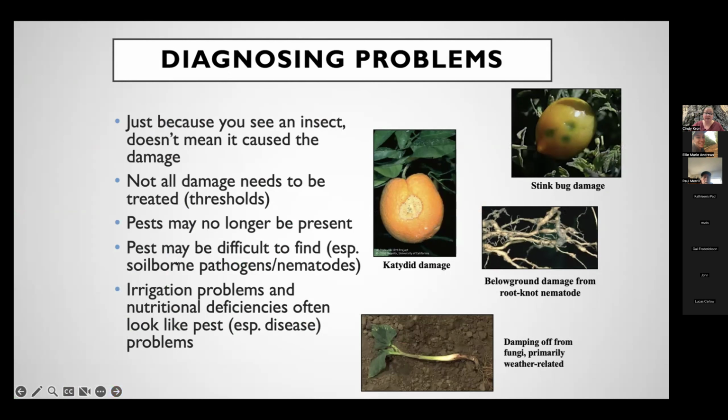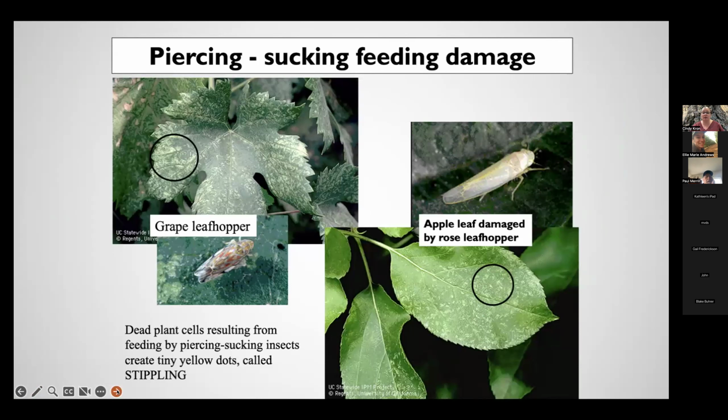And sometimes this is soil-borne pathogens, like your phylloxera, which is on the roots, or nematodes. And irrigation problems and nutritional deficiencies often look like pest problems, and especially diseases. So when we go out there in the field, it's not always insects that are causing this damage. So we have to take a step back and look at the whole picture of what's going on and try to figure it out using these clues.